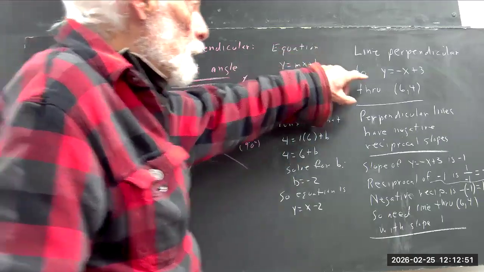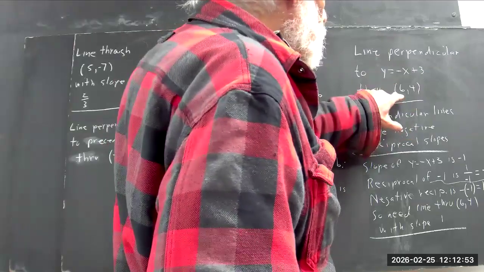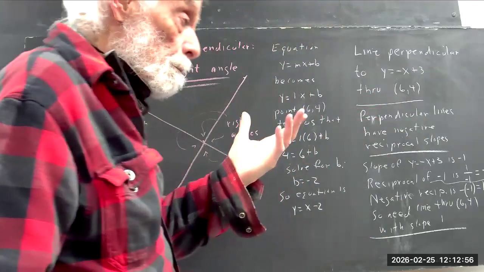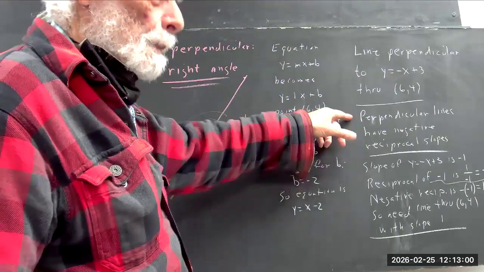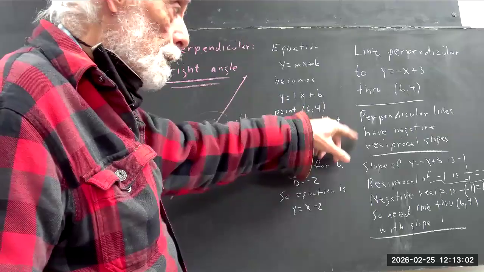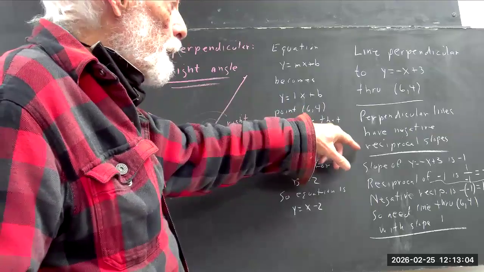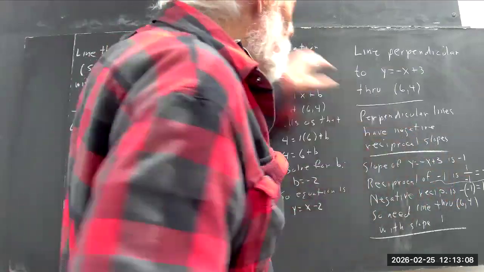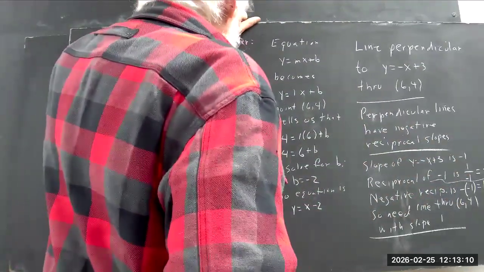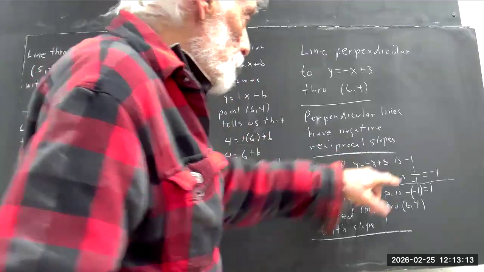Trying to find the line perpendicular to y equals -x plus 3 through the point 6, 4. Perpendicular lines have negative reciprocal slopes. I believe I was recording when I said this. I'll say this much fairly quickly. The slope of this line is -1.